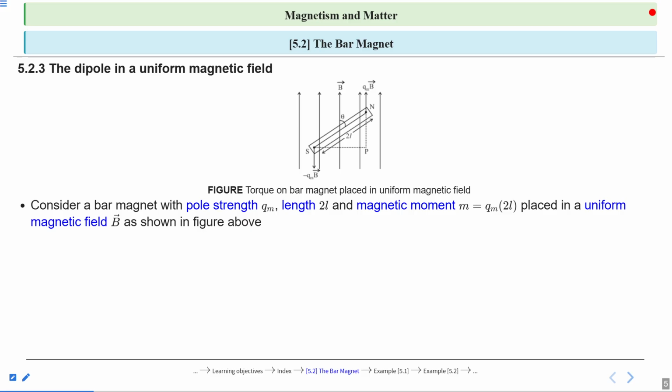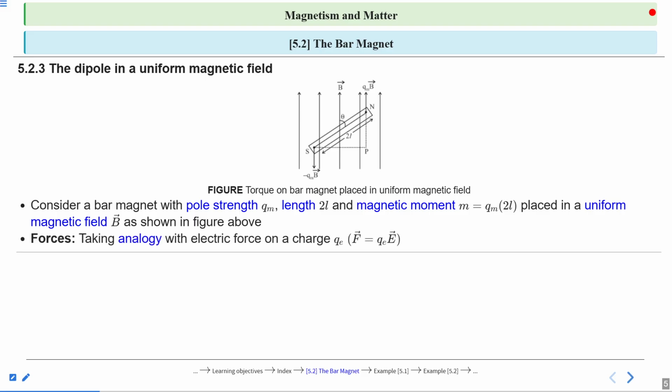So consider a bar magnet with pole strength Qm, length 2L, and magnetic moment, represented by M, equal to Qm into 2L, placed in a uniform magnetic field B vector as shown in the figure above. Taking analogy with the electric force on a charge, QE, we can explain that the force on the poles is Qm into B.